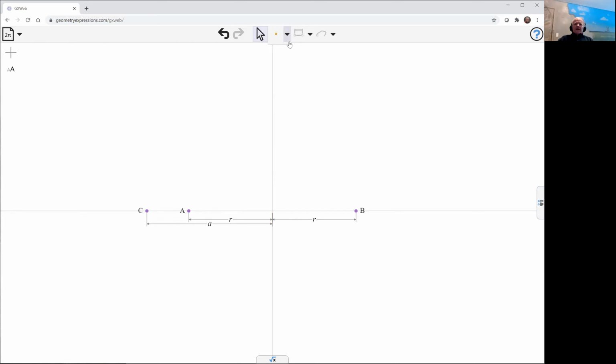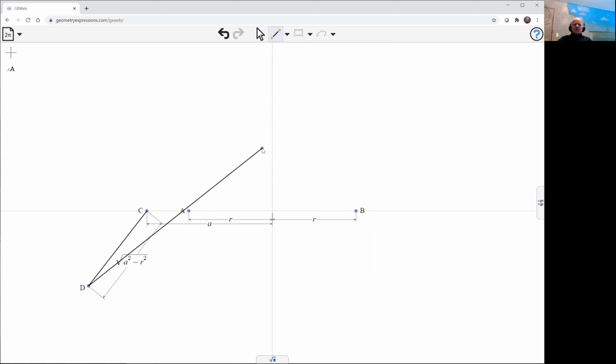And now we're going to have a little crank coming away from C. And its length is prescribed to be square root of a squared minus r squared. Now we need a couple of lines which pass through points and connect in a particular way.